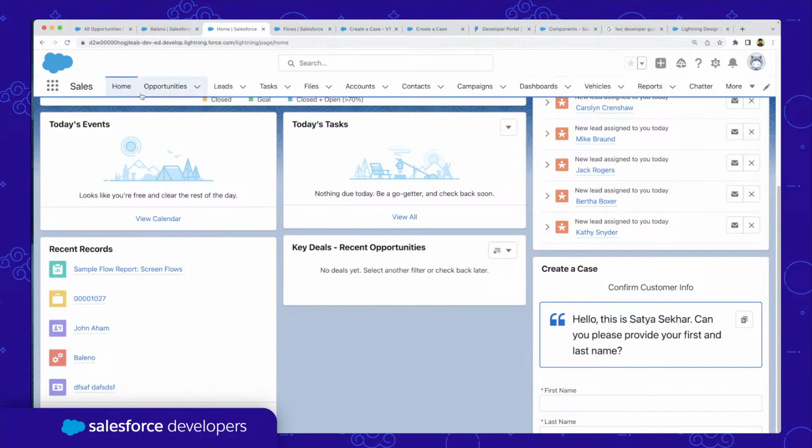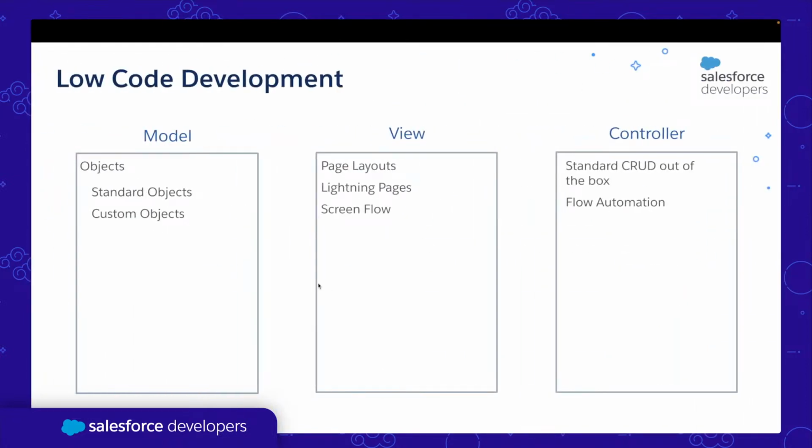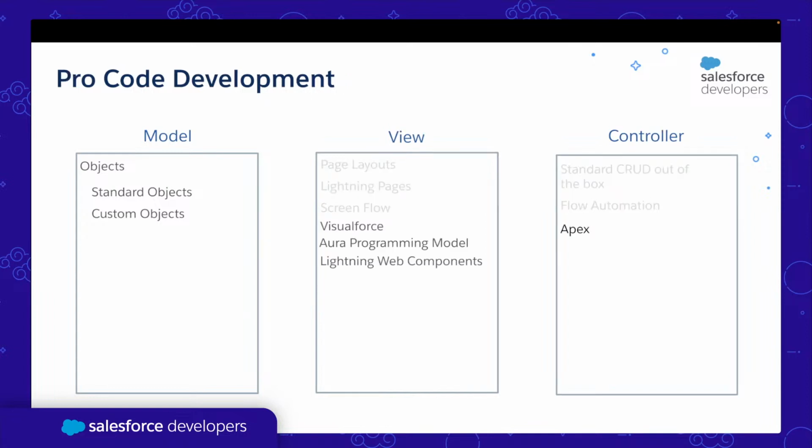Likewise, you can create any kind of automations and then add it to the specific pages, maybe app pages or even the record pages. Now, let's see what we are going to do when we are using code for the development. So Salesforce, as I said, provides various ways of implementing the view here. Here, if you see, we are using the same model. There is not much change. We are going to use the same standard objects, same custom objects.